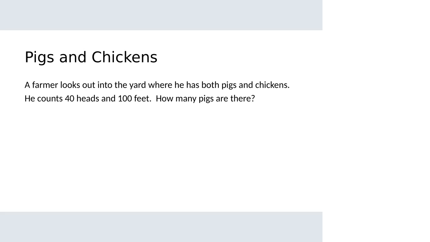And so what we've got here is we have 40 heads and 100 feet. We are going to set up two equations that have two variables. Our variables are going to be P for pigs and C for chickens. And we're going to need an equation about the heads. And let's see, that'll be 40 heads. Well, each one of these animals has one head. So the number of pigs plus the number of chickens is going to equal 40. And then I also will have an equation about the feet. See, a pig has 4 feet for every pig plus 2 feet for every chicken, and there are 100 feet total.